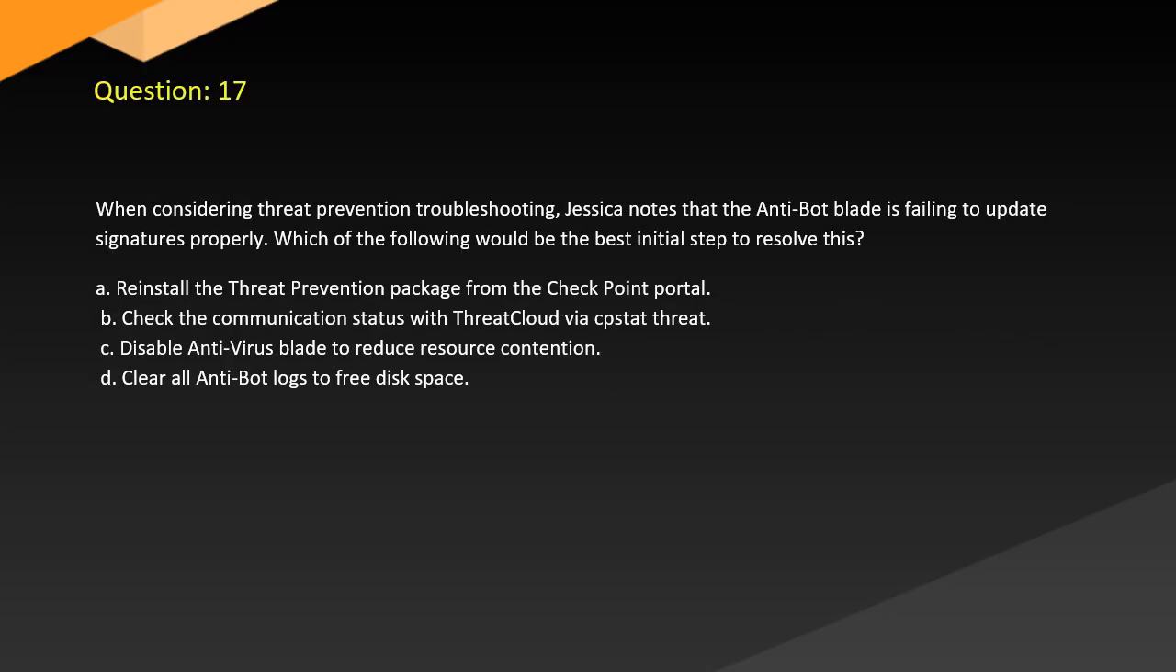Question 17. When considering threat prevention troubleshooting, Jessica notes that the anti-bot blade is failing to update signatures properly. Which of the following would be the best initial step to resolve this? A. Reinstall the threat prevention package from the Check Point portal. B. Check the communication status with ThreatCloud using cp_stat threat. C. Disable the antivirus blade to reduce resource contention. D. Clear all anti-bot logs to free disk space.